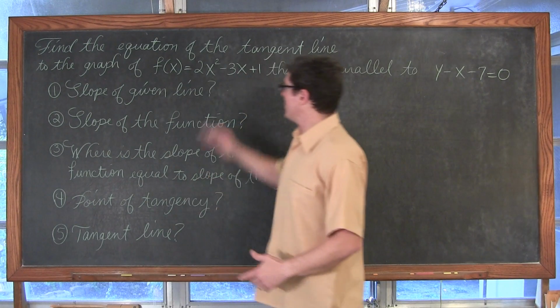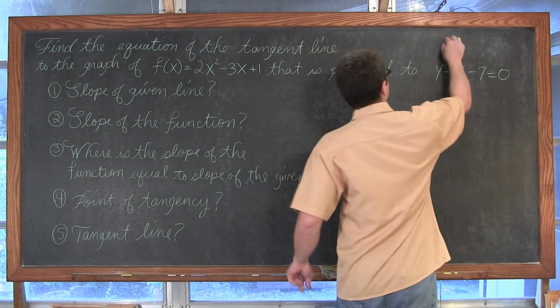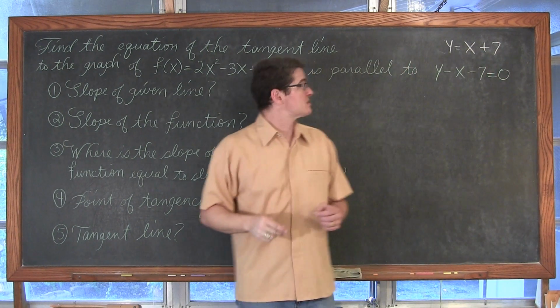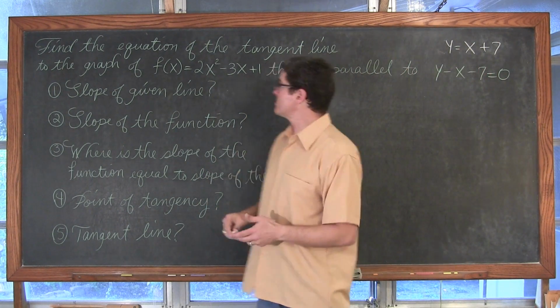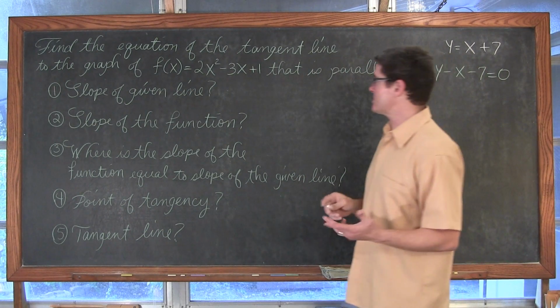Well, let's see here. What's the slope of the given line? Well, if I take this and I solve it for y, I get y is equal to x plus 7. So the line that I'm given has a slope of 1. I want to have a parallel line, so I want to use that slope of 1.